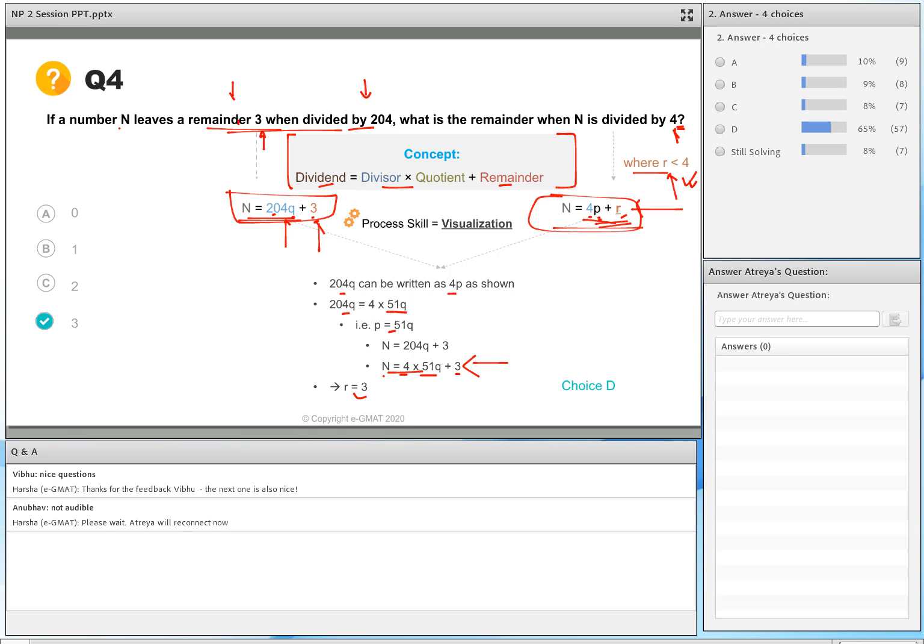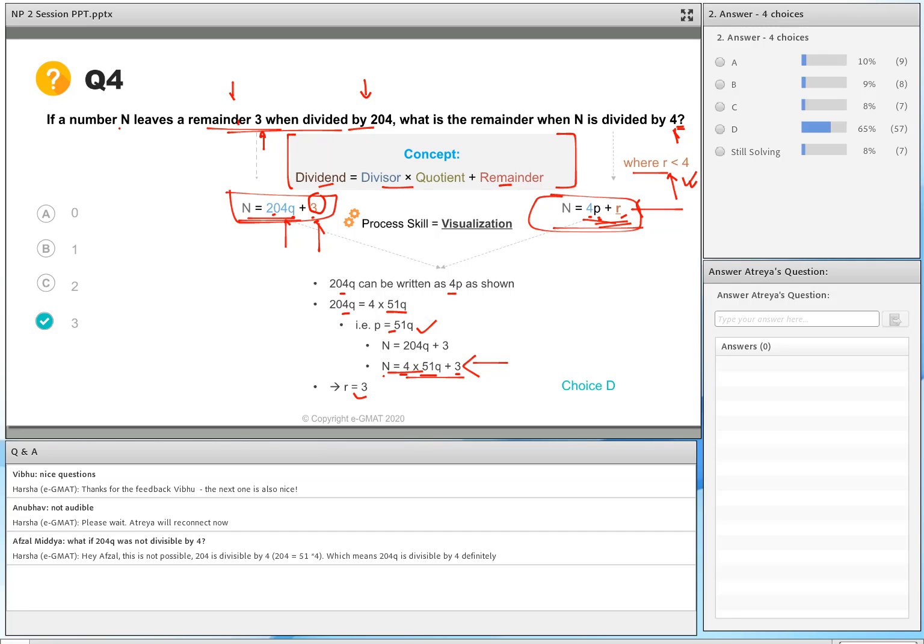Then I try to write 204q plus 3 in terms of 4p plus r. Now 3 cannot be written as 4p, right? Because 3 is already less than 4, so I cannot divide it into multiples of 4. So I have to divide 204q into multiples of 4, and I see that if I take the value of p to be equal to 51q, which is simply the division of 204q by 4, I can write n to be equal to 4 times p plus r, where p is 51q and r is equal to 3.